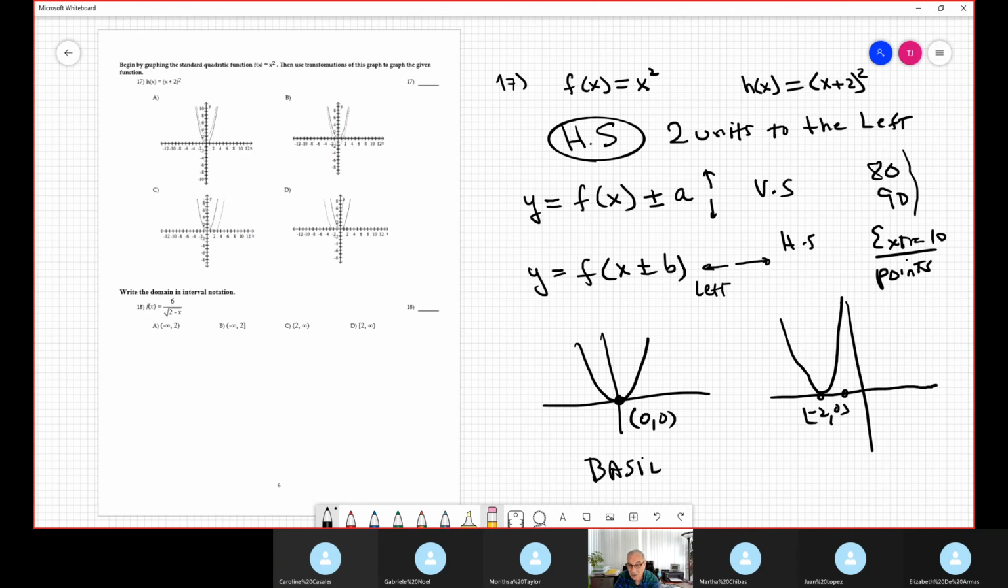Guys, pay attention to the mathematical part. After, you can ask me any question about the organization. But the mathematical part is the most important.